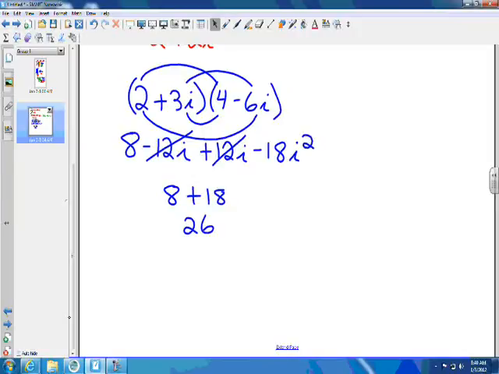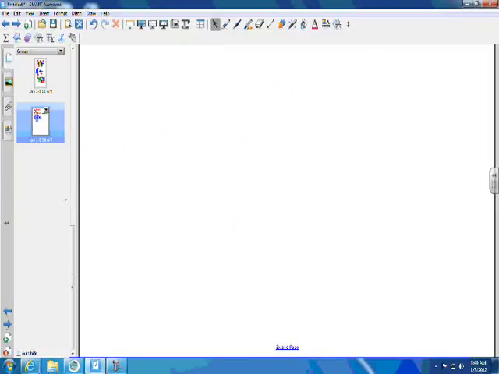Last thing. I know there's been a lot of notes here. 3i divided by 2 plus 4i. So we've done add, subtract, multiply, and lastly here is dividing.